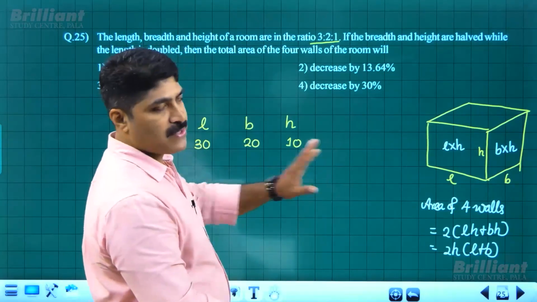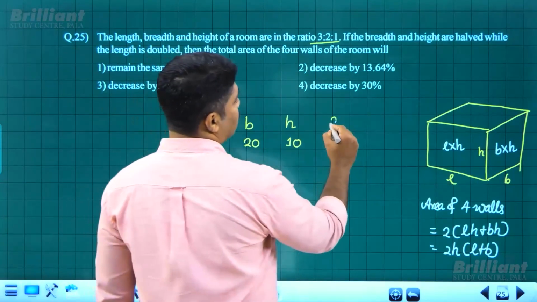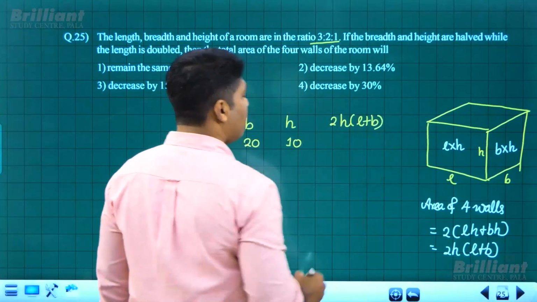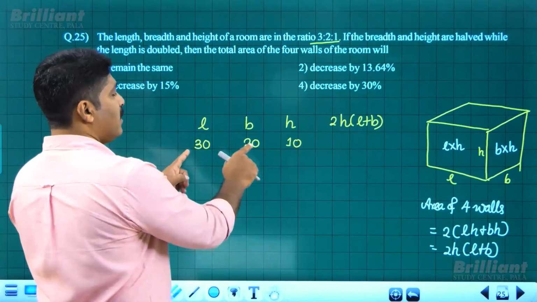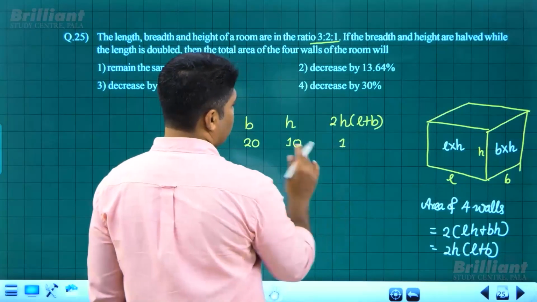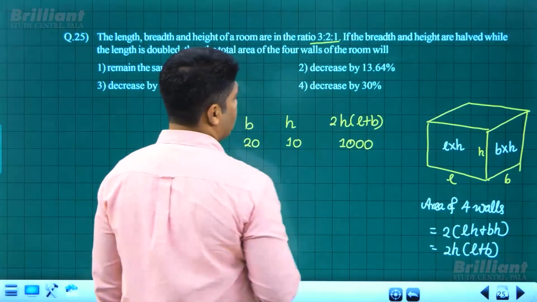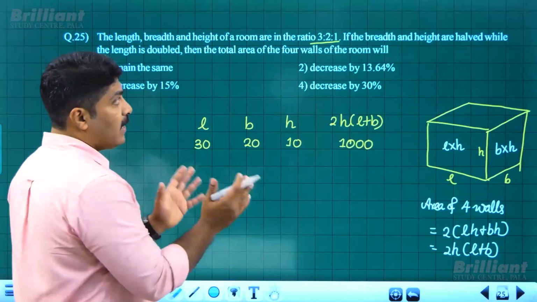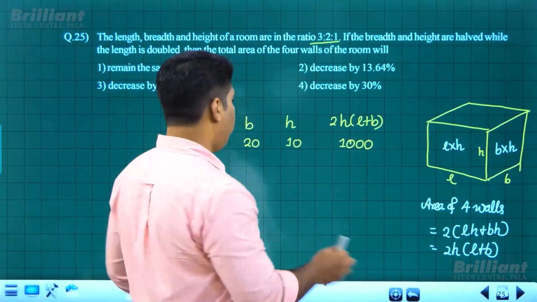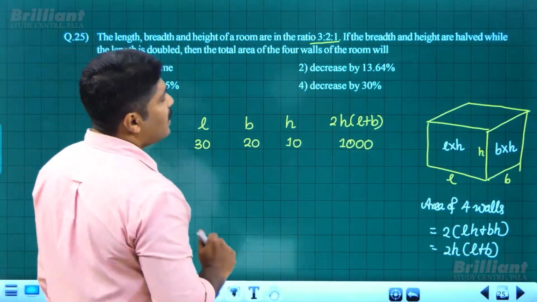So then we can consider this one. 2 times of H into L plus B. That simply we can find out. So here L plus B is 50, and 2 times H means 20. 50 into 20, so that's equal to 1000. So this is the required area. If these values are in centimeters, this will be in centimeter square. If these values are in meters, this is meter squares. That's it.